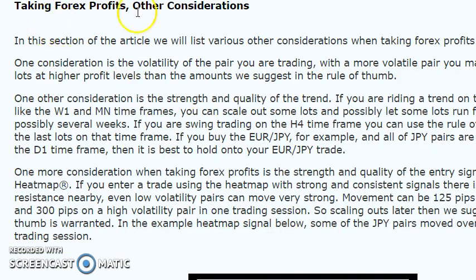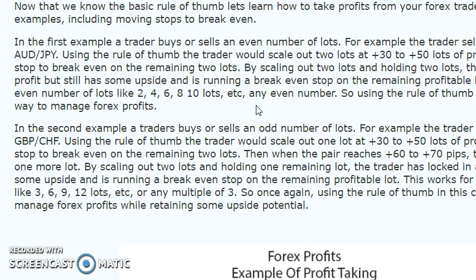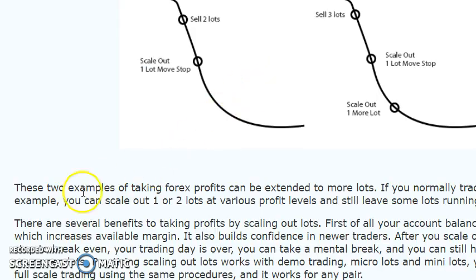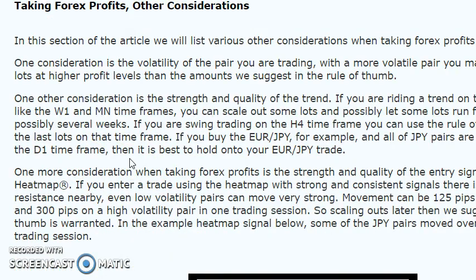So now there's other considerations when you're taking profits. If a pair is volatile, instead of scaling out lots at 30 to 50 pips, you might want to scale out your first lot at 50 to 70 pips, something like that. Because the 28 pairs we trade at Forex Early Warning, not all of them have the same level of volatility.